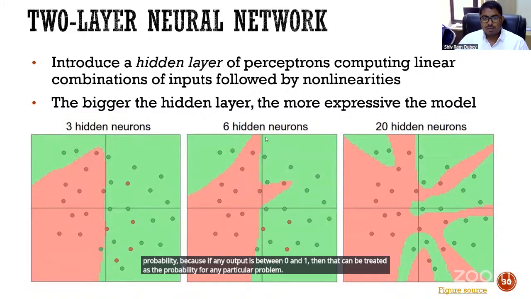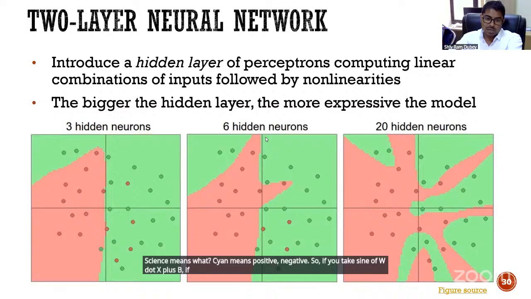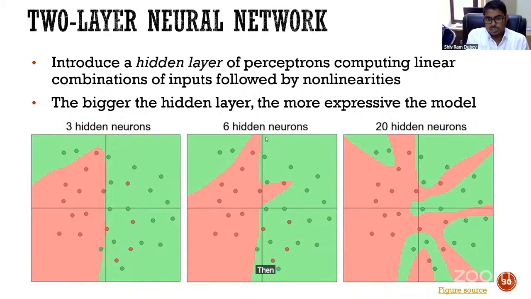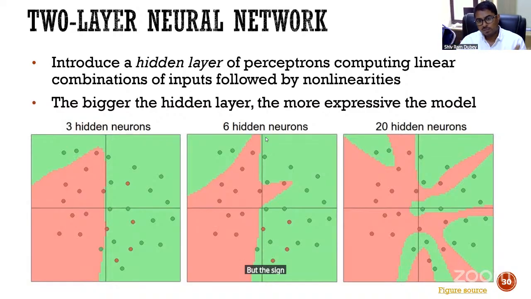Sign means what? Sign means positive or negative. So if we take the sign of W dot X plus B, if W dot X plus B is negative, then its sign is negative. If that number is positive, the sign is positive. If the sign is negative, then we say it belongs to category 1. If the sign is positive, then we say it belongs to category number 2. But the sign function works only if we have a 2-class problem in a linear classifier.